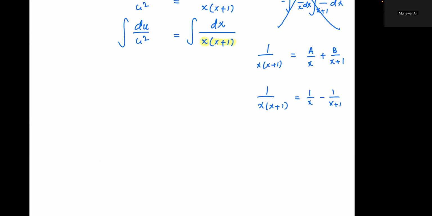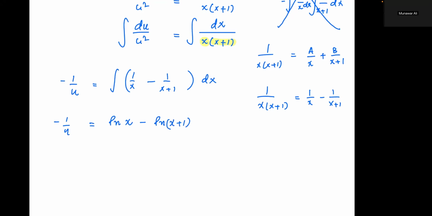So you have to find the values of a and b as we did while doing the method of partial fractions. The integral of the left hand side is negative 1 over u. The integral of the right hand side is these two partial fractions dx. If you integrate, you will get natural log of absolute value of x minus natural log of absolute value of x plus 1. It is mandatory to put absolute value here because the value of x can be anything, it's the independent variable, plus the constant of integration.